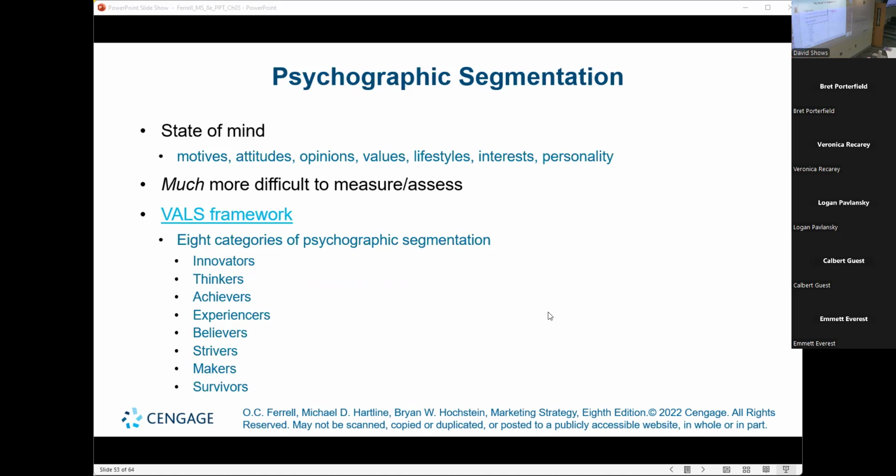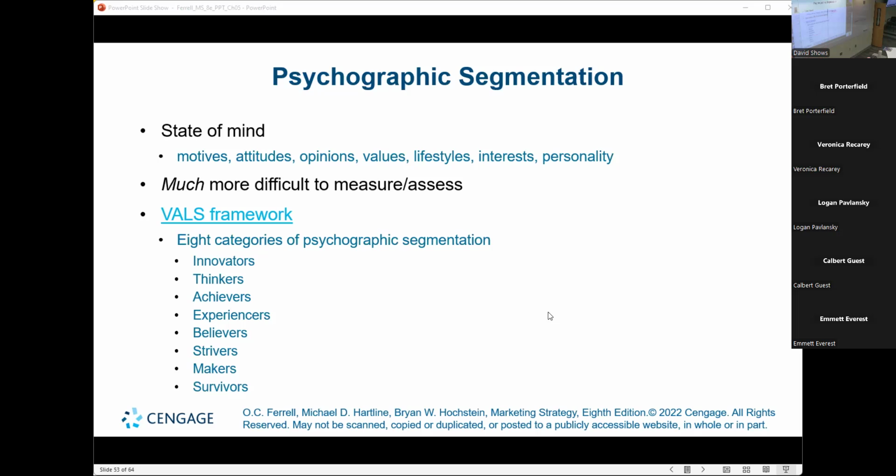Psychographic is the motives, the attitudes, the opinions, the values, the lifestyles, the interest, personality, all of those other things that group us individually beyond just simply gender, age, and income. And I use tailgating as my classic example because you find every strata of individual all collected together for a common purpose. It is much more difficult to measure and assess. Because basically you're throwing much of the measurement that you have away.